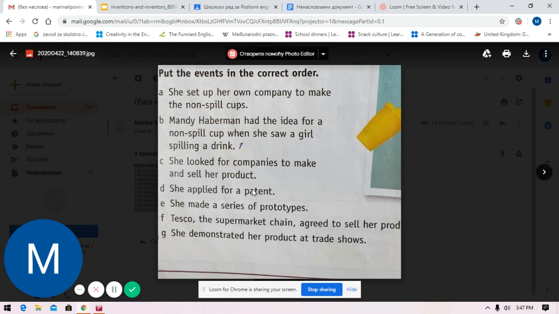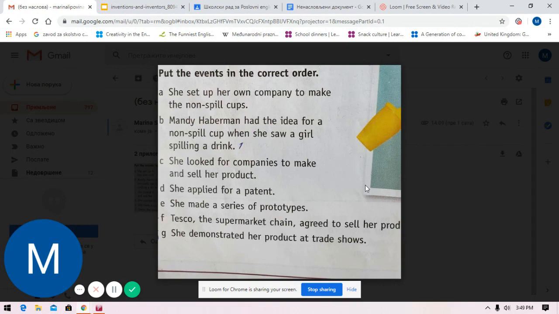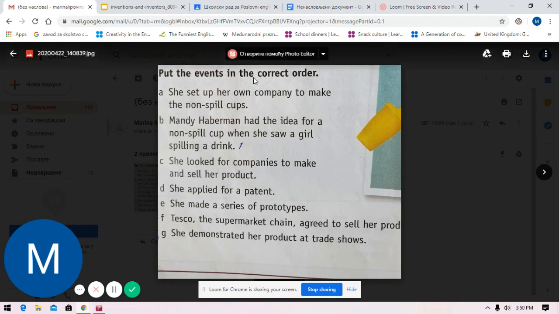Correct. She applied for... What was going on then? She looked for companies to make and sell her product. Yes. After finding the companies, the logical next step is to demonstrate her product at trade shows. Trade shows are also really important in this order. Number 6 would be, yes, at the trade show she did very well.